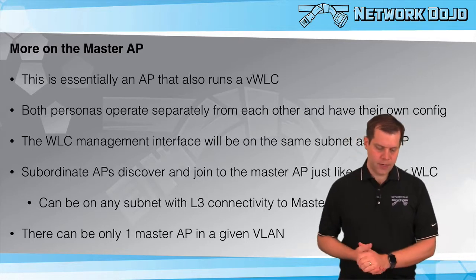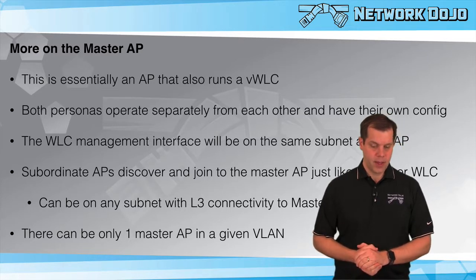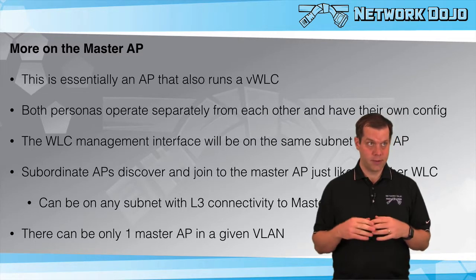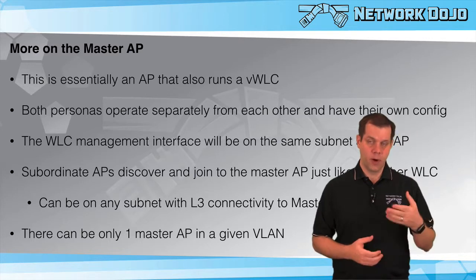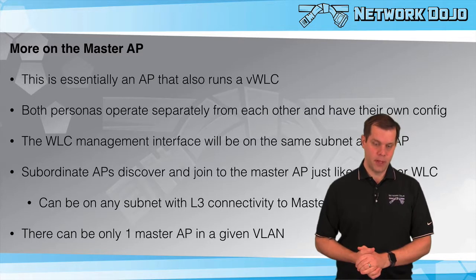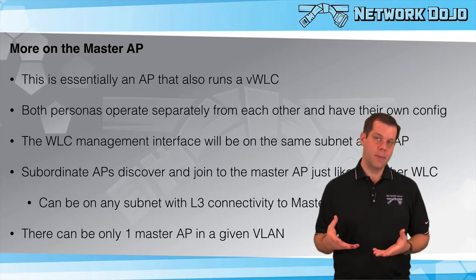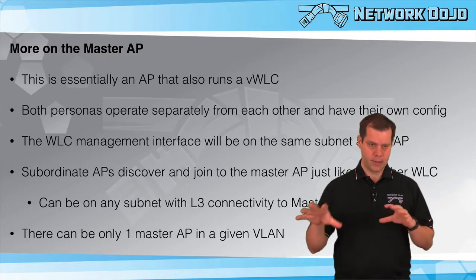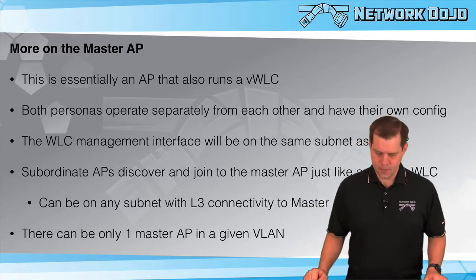One rule, though, with master AP: there can be only one master AP within a given VLAN. If you do have multiple Mobility Express capable APs across multiple VLANs, they will actually all become master APs. You'll get one master AP in every VLAN that you have a Mobility Express capable AP. And so typically you would have all of your Mobility Express capable APs on the same VLAN so that you don't have multiple separate Mobility Express deployments operating in the same airspace.